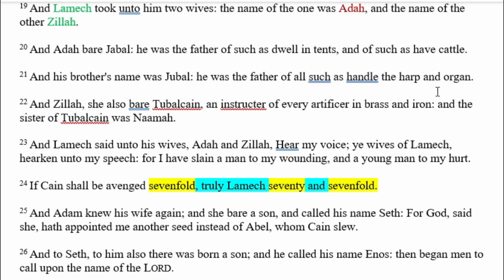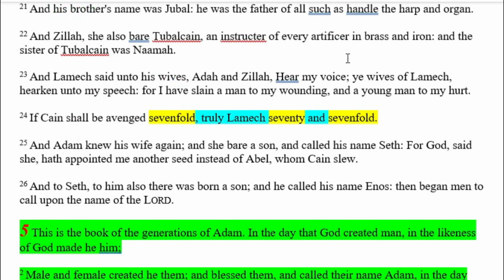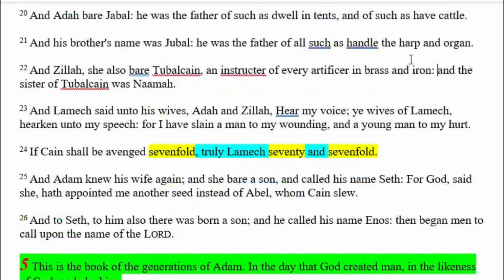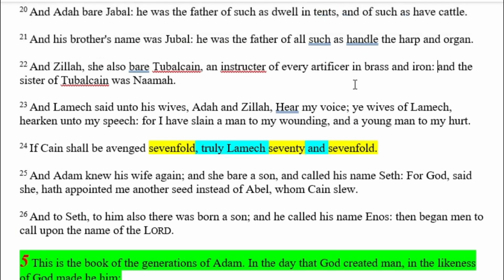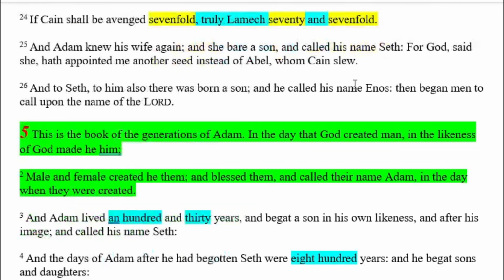These are all playing out inside of us. They are parts of us, aspects of us. The handle, the harp, and the organ, where there are different aspects of us that are growing and developing. And Zillah also bare Tubal-Cain, the instructor of every artificer in brass and iron, and the sister of Tubal-Cain was Naamah. Okay, so we're learning about life. This is a strange one. They've only got brass and iron here. If we went to Enoch, we would see all kinds of things like spells and incantations and makeup and all kinds of different things like that. We go on and live a life trying to fit in and become physical specimens without understanding that we're supposed to be spiritual beings instead. So that goes on. This is a time in our life where we're living life experiences and time goes by.